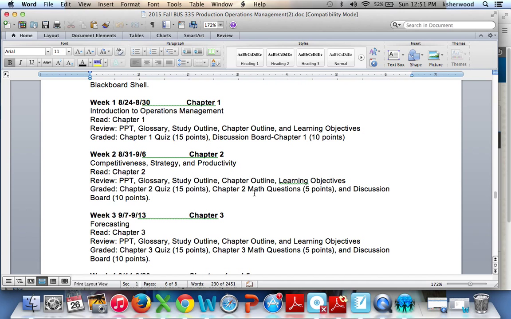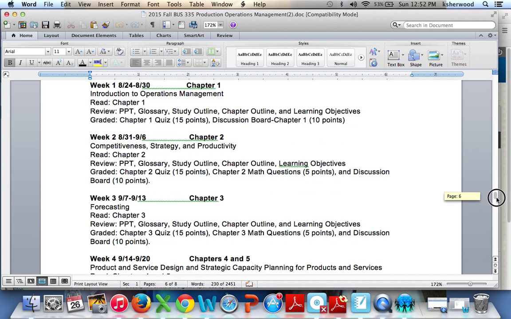The points on that are just 5 points, and it's somewhere between 1 and 3 questions. Some of them are just 1 question, some of them there's a couple. I try to make sure there was just 1 question on each of the math functions associated with that chapter, just so that, like I said, you can show that so I can see that you understand the math concept associated with that chapter.